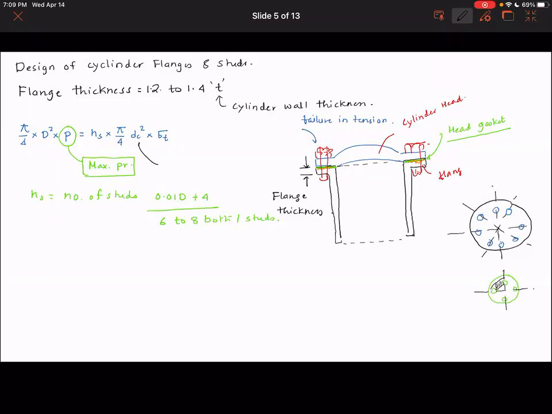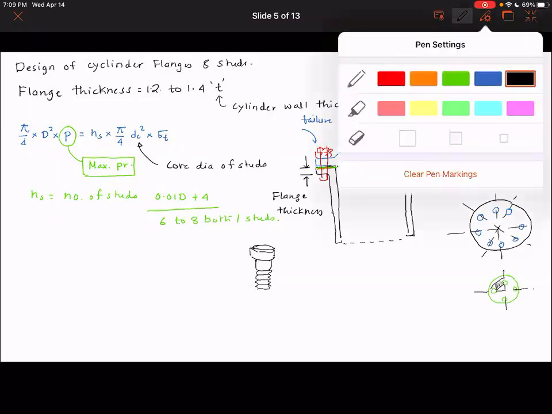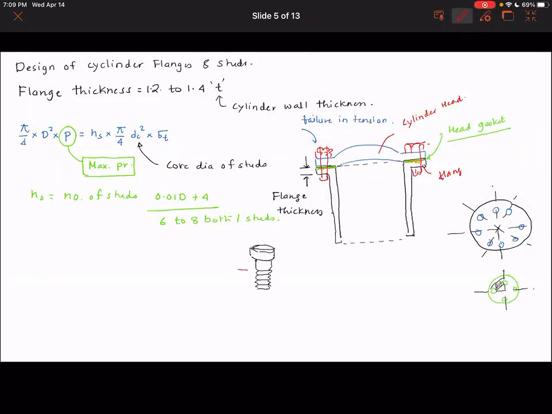And DC is the core diameter of studs. Once again, a stud is nothing but sort of a bolt. You will see that this bolt is like this, and here it's going to be like this. So the innermost diameter is DC. This diameter, the innermost, is DC, and that is the diameter that we will look at.